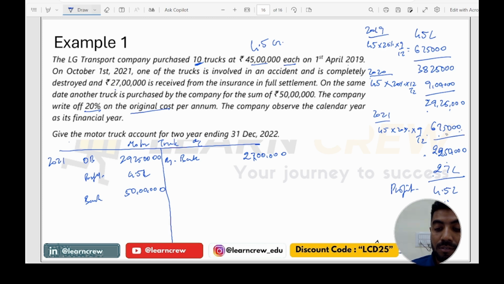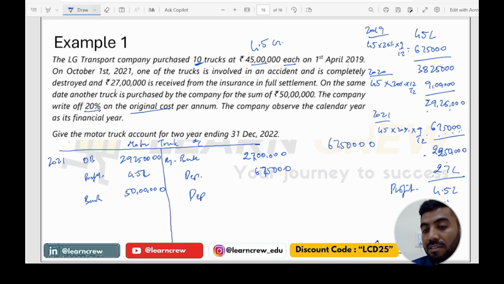So this 6,75,000 is the book depreciation for this particular asset. Then we have to provide depreciation for all of the assets, that is nothing but 6,75,000 into 10.